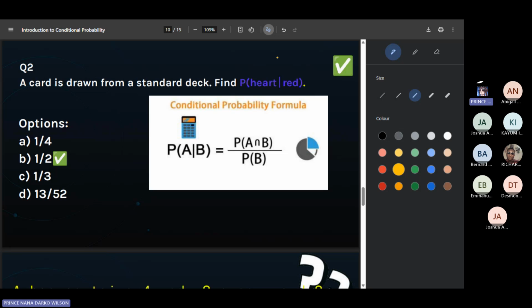Each of them has exactly 13 cards. So there are 13 hearts, 13 diamonds, 13 spades, 13 clubs. And then of these different groups, exactly two are red.